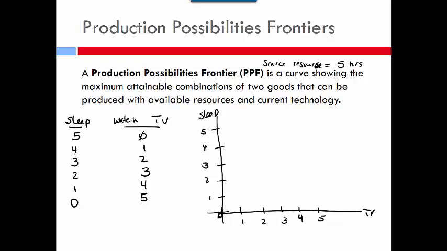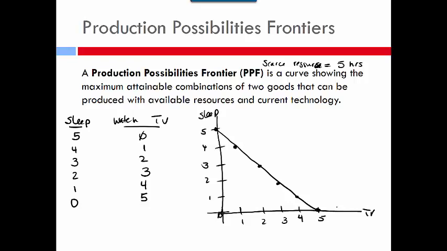If we plot each of these points, point A here would be 5 sleep and 0 TV. That would be right here. The next point would be 4 sleep and 1 TV, so that'd be right here. Then we have 3 and 2, 2 and 3, 1 and 4, and 0 and 5. These would be the 5 points we have right here. If we connect the dots, we have a straight line that looks like this.